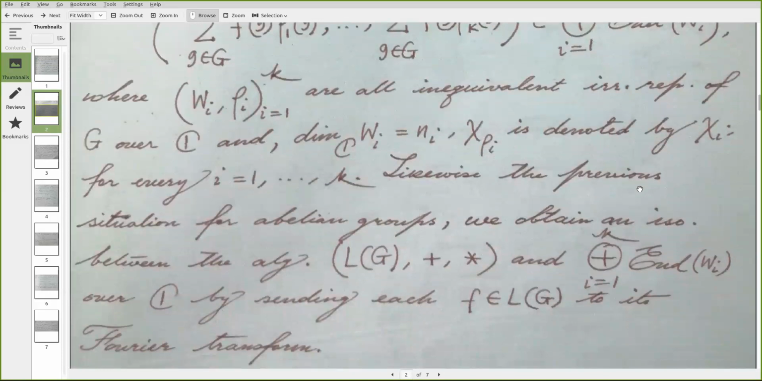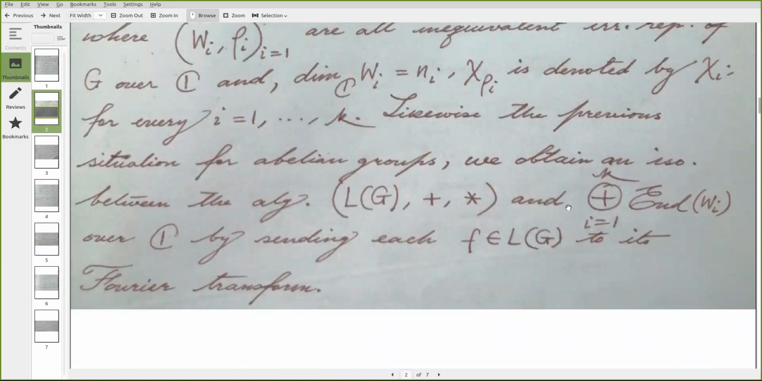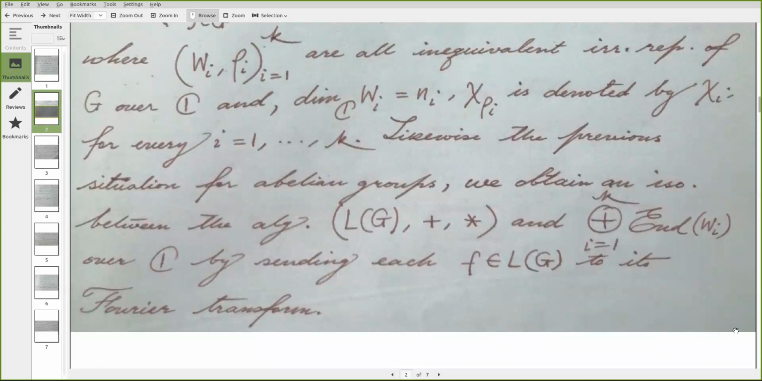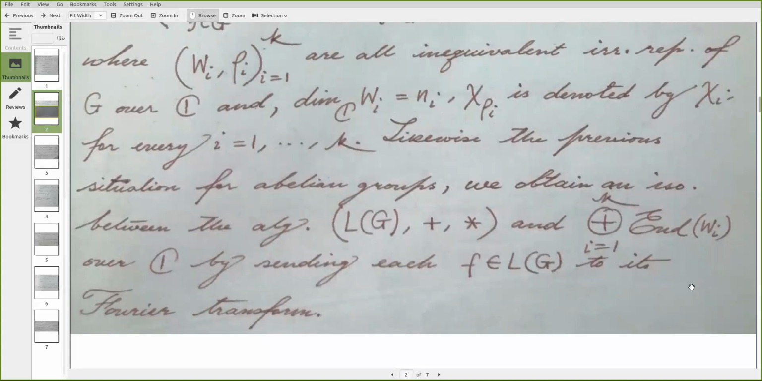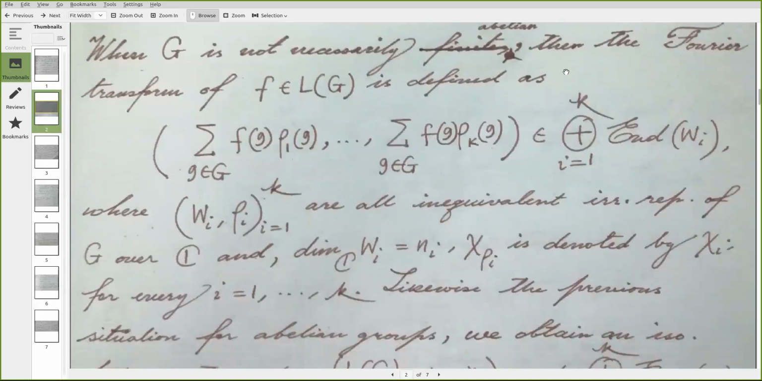Likewise, in the abelian case scenario, we get the following isomorphism between the group algebra LG and the direct sum of endomorphism algebras by sending each f to its Fourier transform. So it is just what we have seen for the abelian case. This also holds in generality. So we have thus defined the notion of Fourier transform for general finite groups, extending that of the abelian situation.